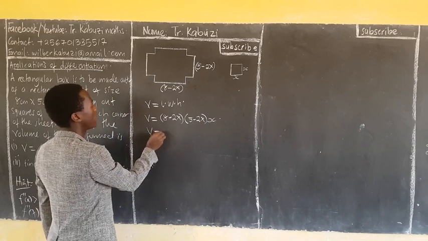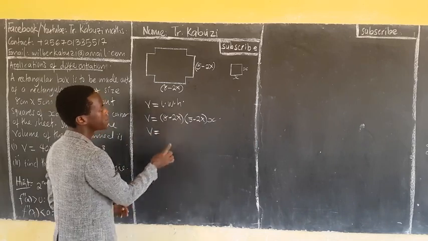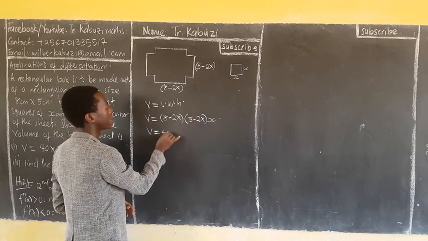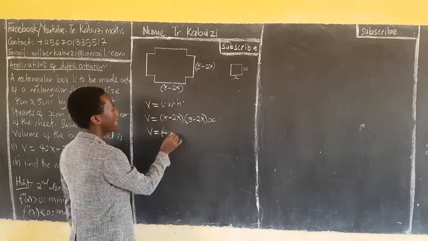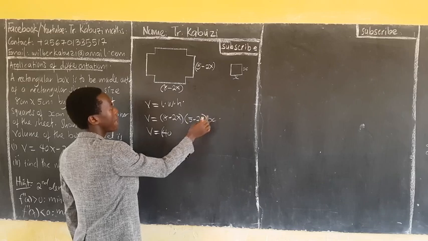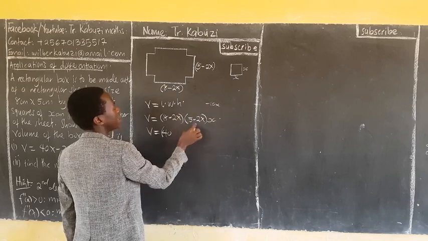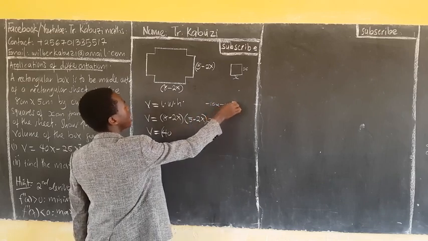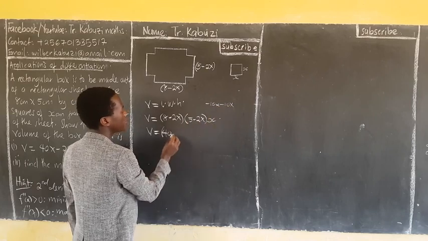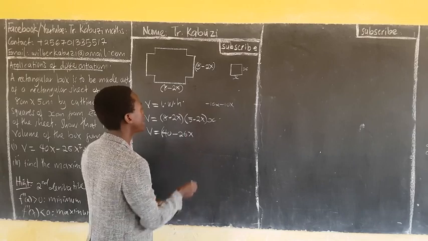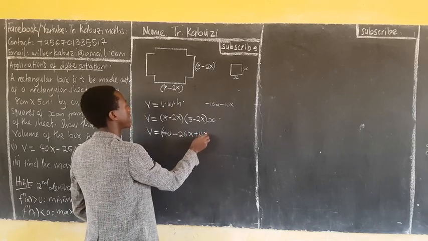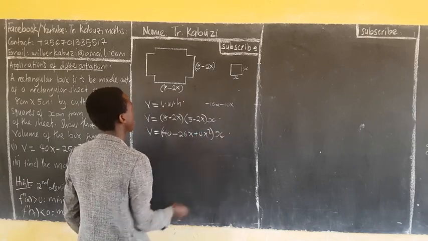So here my volume will be this times this. I'll be having 40. Then this 8 times this, I'll be having minus 16x. Then minus 10x, which will give me negative 26x. Then this and this again, plus 4x squared into x.